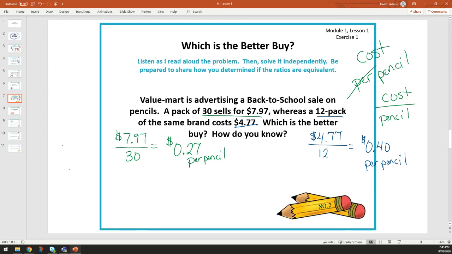So again, I want to think about what exactly am I buying and how much am I actually spending per pencil. So if they're the exact same pencil, same brand, same everything, same feel, they write the same. So I have my 30 pack of pencils at 27 cents per pencil, and then I have my 12 pack at 40 cents per pencil. So I definitely don't want to spend more money than I actually have to. So the better buy here is going to be the 30 pack because it's cheaper per pencil.